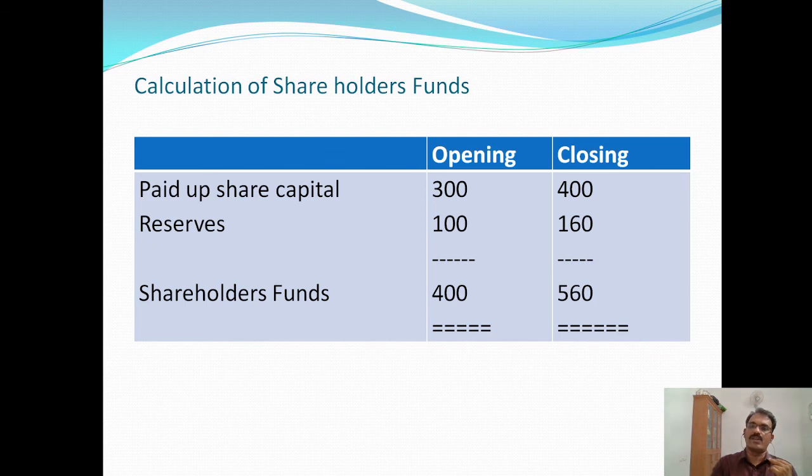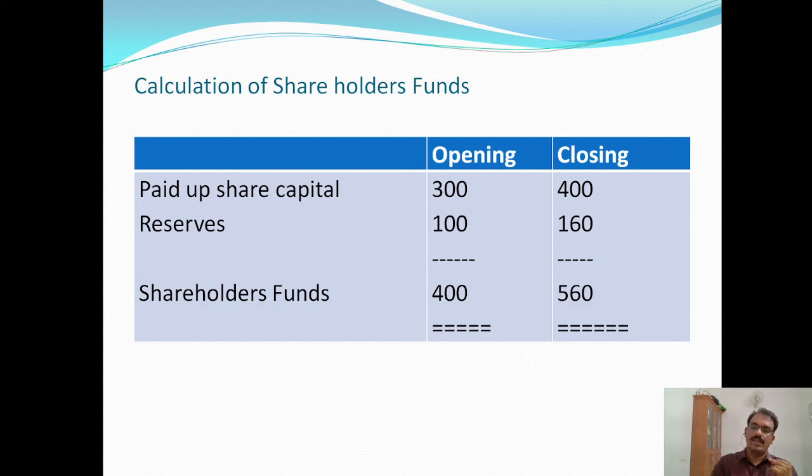Then calculation of shareholders funds, or S. Paid up share capital opening 300, closing 400. Reserves opening 100 and closing 160. So total 300 plus 100 is equal to 400. 400 plus 160 is equal to 560. That is shareholders funds. Shareholders funds is equal to 400 opening, 560 closing. Okay, so that is S.